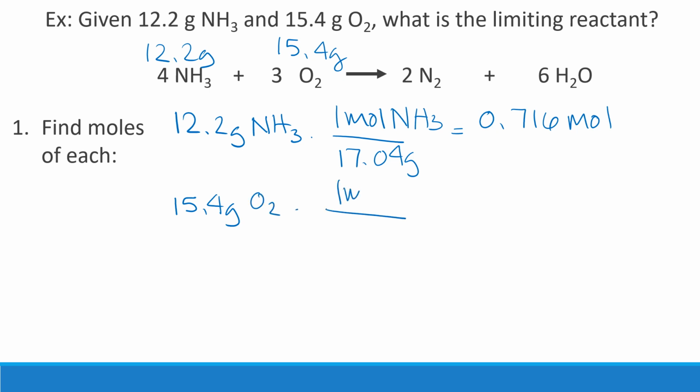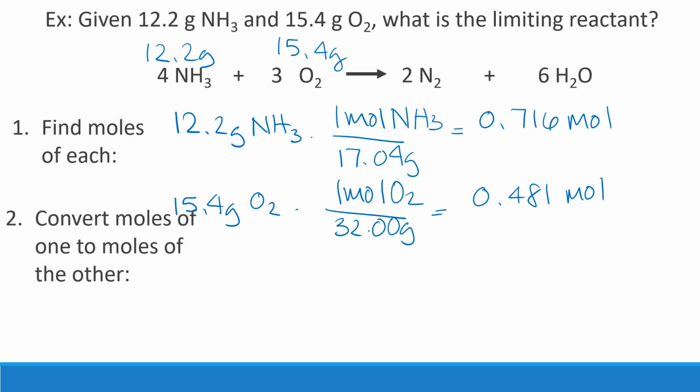For the oxygen, I'm going to do the same thing: 15.4 grams of oxygen, convert it to moles. 1 mole of O2 is 32.00 grams. That equals 0.481 moles of oxygen. Right, so I know how many moles of each of those I have.